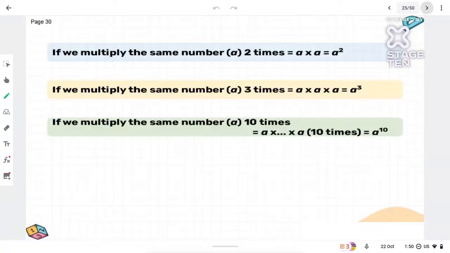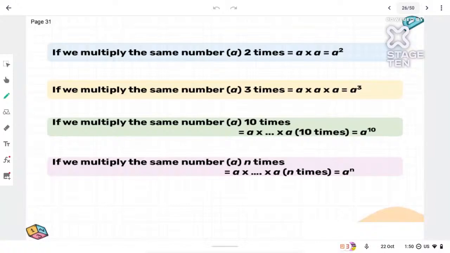Correct? Similarly, if I multiply a 10 times, a into a till 10 times, it will become a raised to 10. And similarly, if I multiply n number of times, it will be a raised to n. So that is how you have to write the exponents. Okay, yes, correct. A cube, yeah.